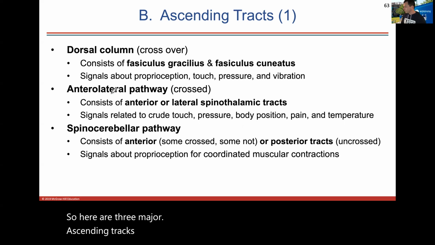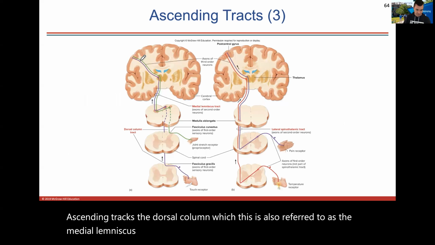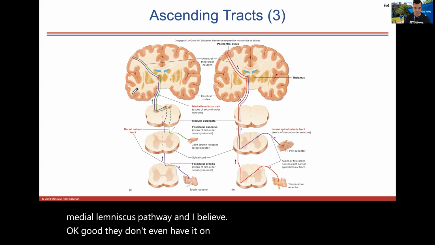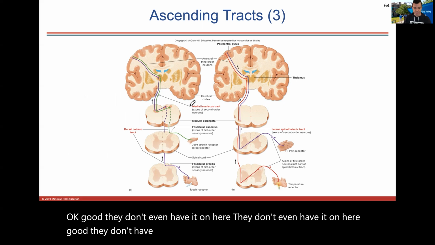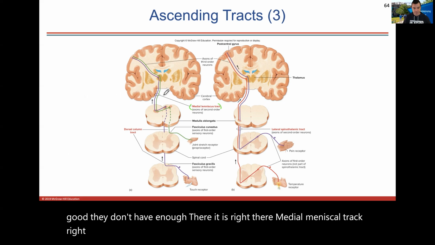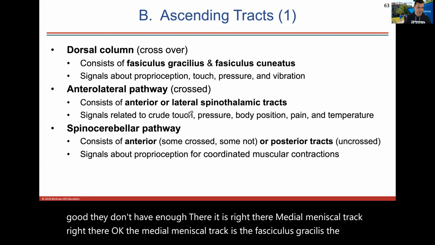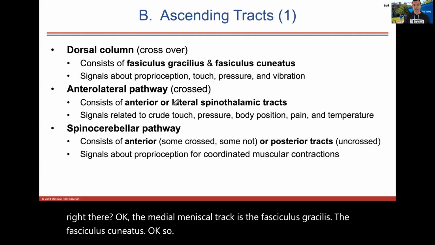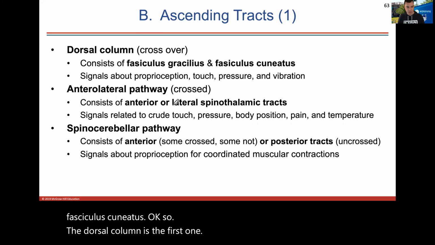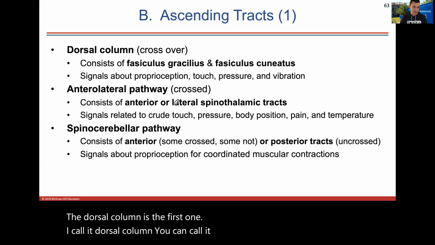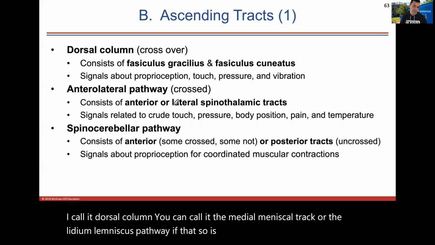The dorsal column, which is also referred to as the medial lemniscal pathway. And I believe, okay, good. They don't even have it on here. Oh, there it is right there. Medial lemniscal tract right there, okay? The medial lemniscal tract is the fasciculus gracilis and the fasciculus cuneatus, okay? So the dorsal column is the first one. I call it dorsal column. You can call it the medial lemniscal tract or the medial lemniscal pathway, if that is your desire, okay? On the exam, I'll probably use dorsal column, to be honest.